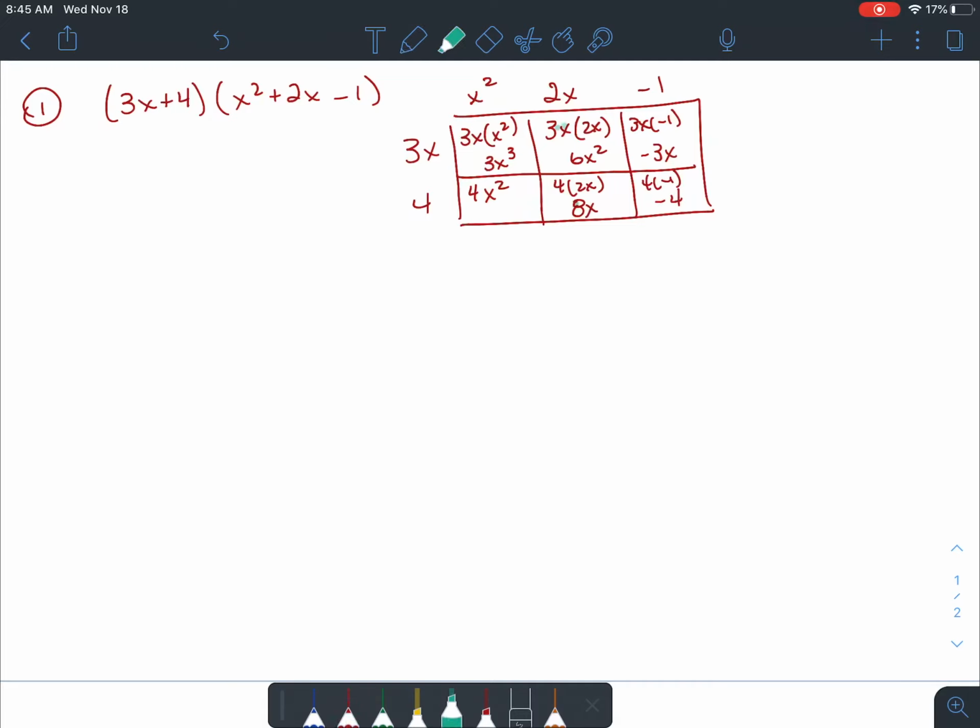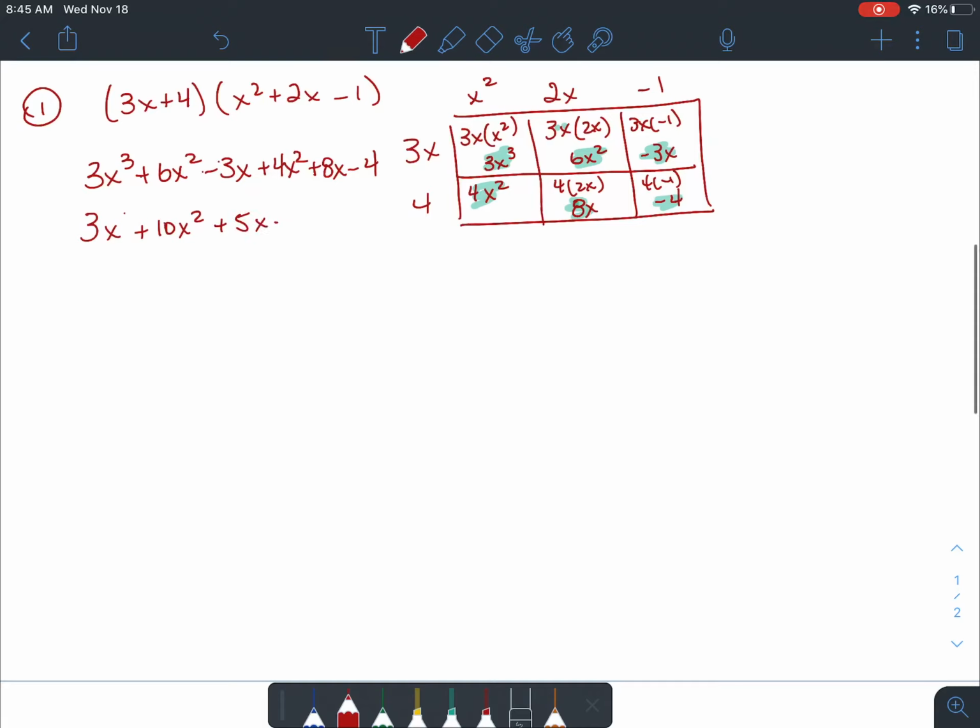And again, we take the ones that are fully simplified, and we combine them. So we have 3x cubed plus 6x squared minus 3x plus 4x squared plus 8x minus 4. So we want to combine the like terms, so 3x cubed plus 10x squared plus 5x minus 4.